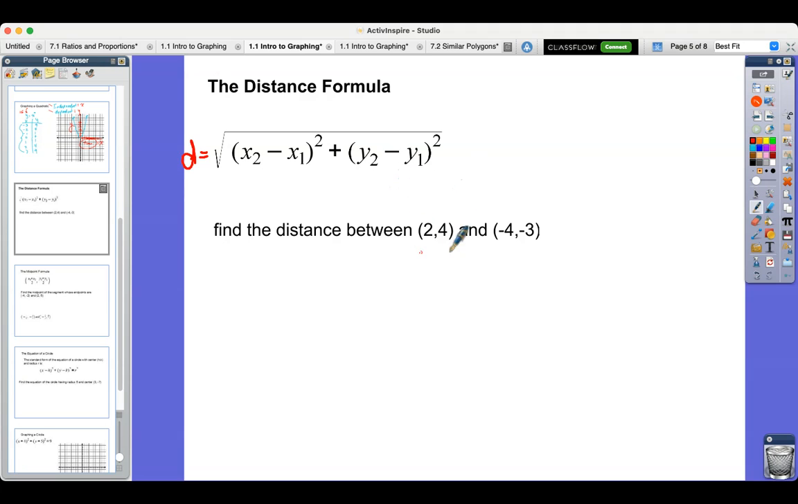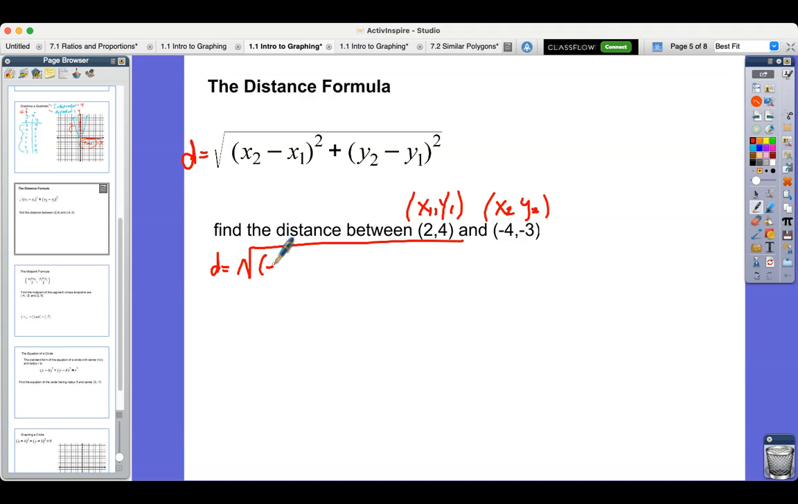This is the first set of ordered pairs, so this will be our x1, y1. This is the second set of ordered pairs, so this would be our x2, y2. So let's plug those in. As we plug this in, we'll say d equals the square root of x2 as we have right here.